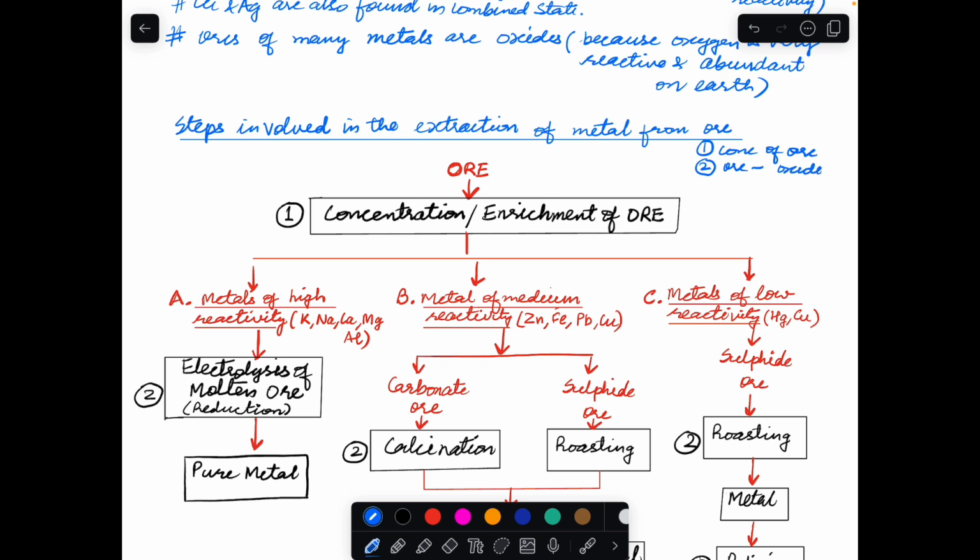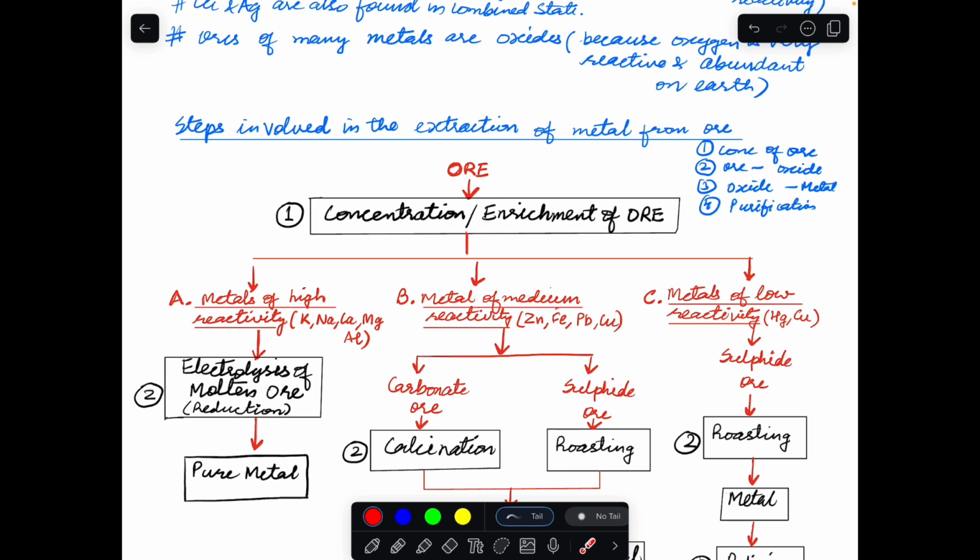Because from oxide, extraction of metal is easy. Third step is conversion of this oxide into metal. And the fourth step is the purification of metal, because this metal which is extracted from these steps will be having some impurities.